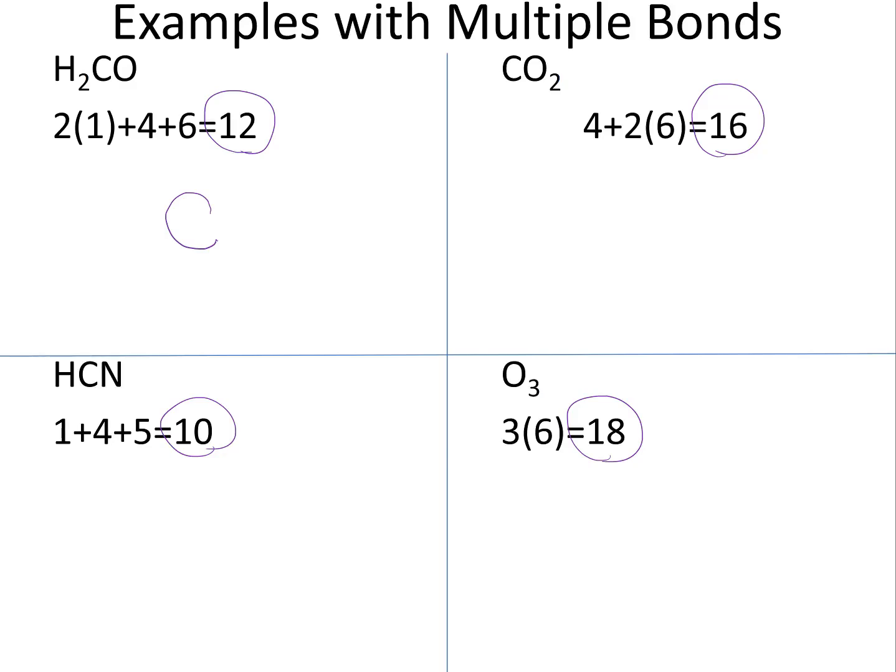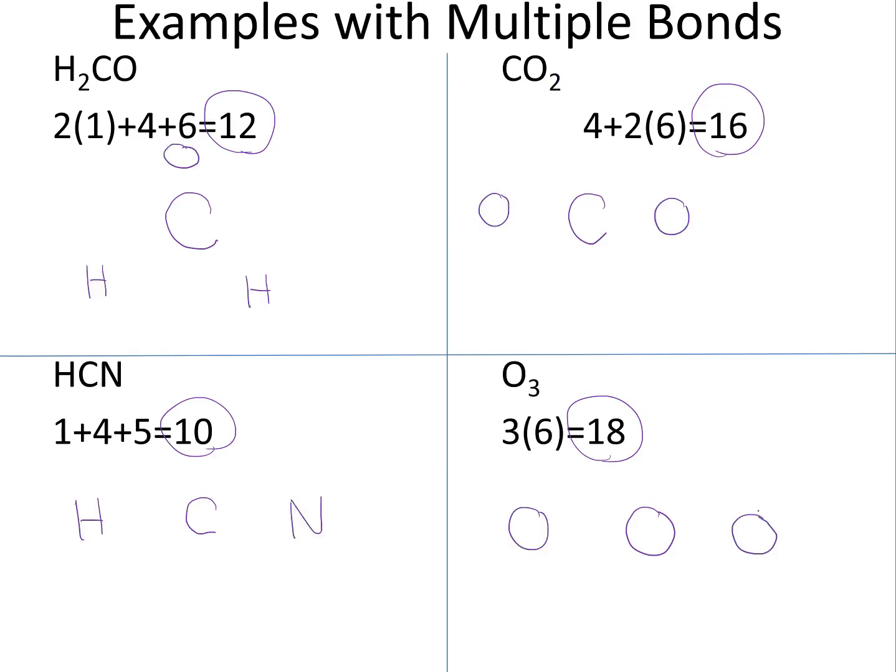In the next example, carbon is also the center atom. In the next example, HCN, carbon is the center atom. In ozone, or O3, the only choice is oxygen to be the center atom. The next step is to draw in the surrounding atoms. The next step is to connect the center atom to the terminal atoms with a single bond.